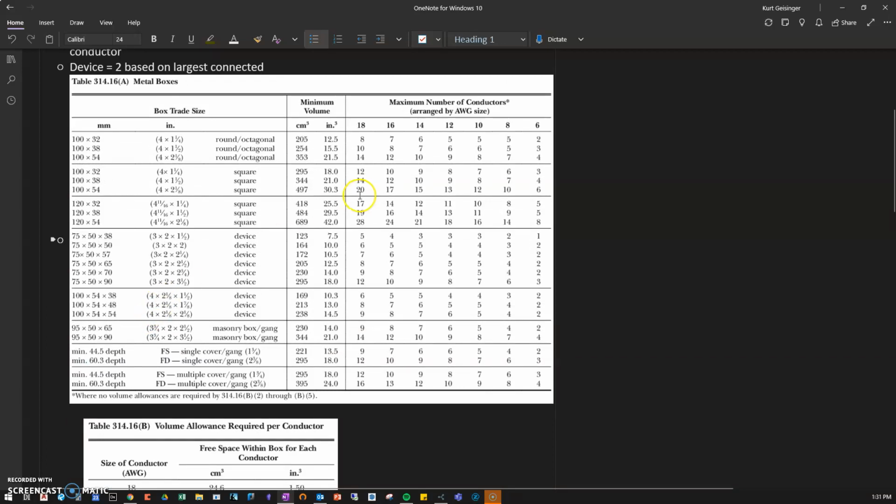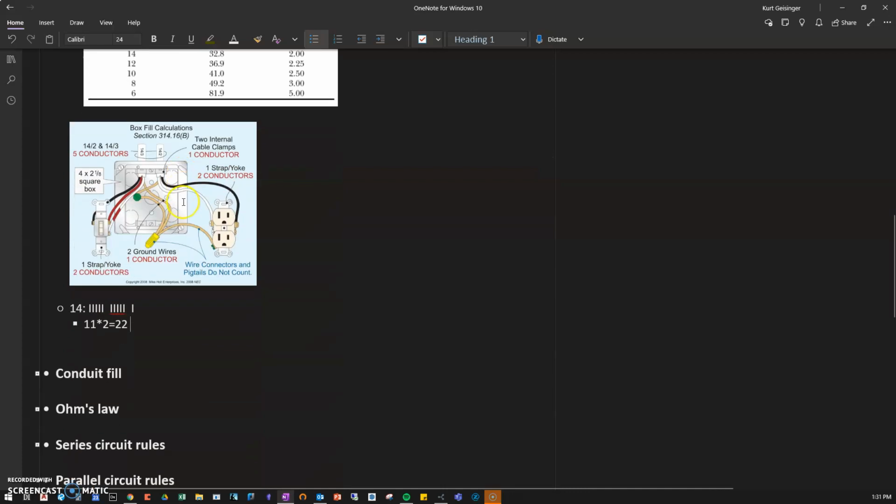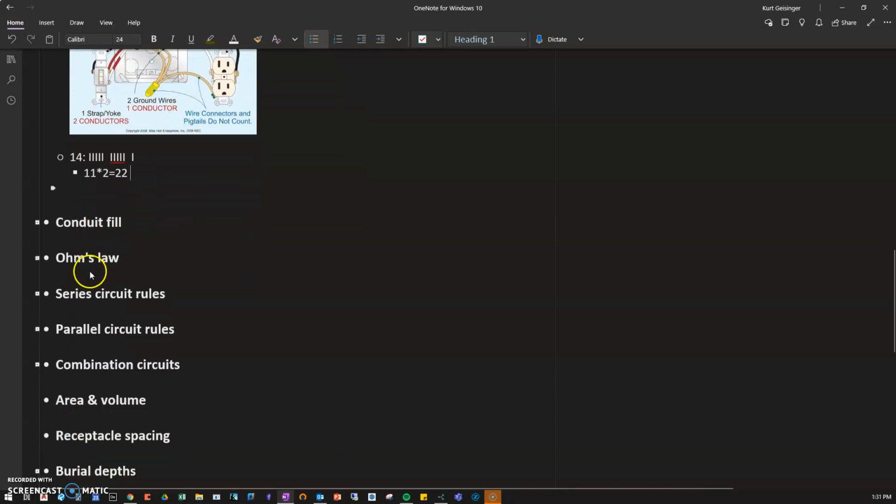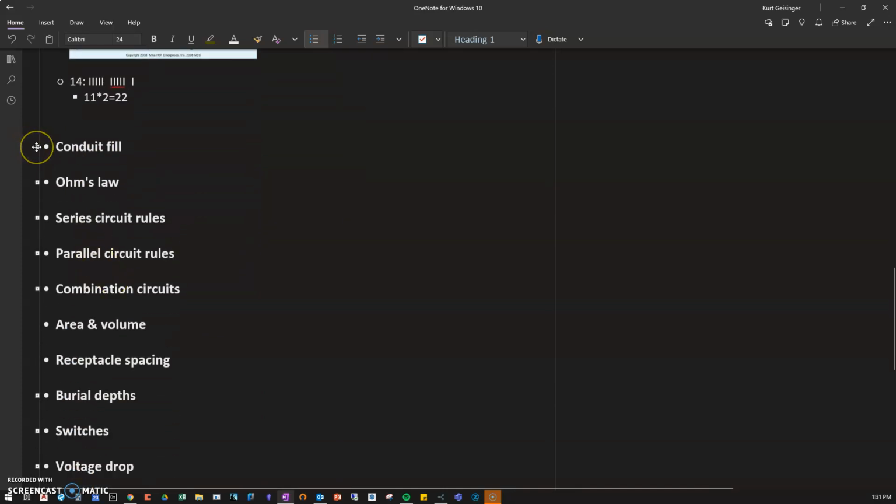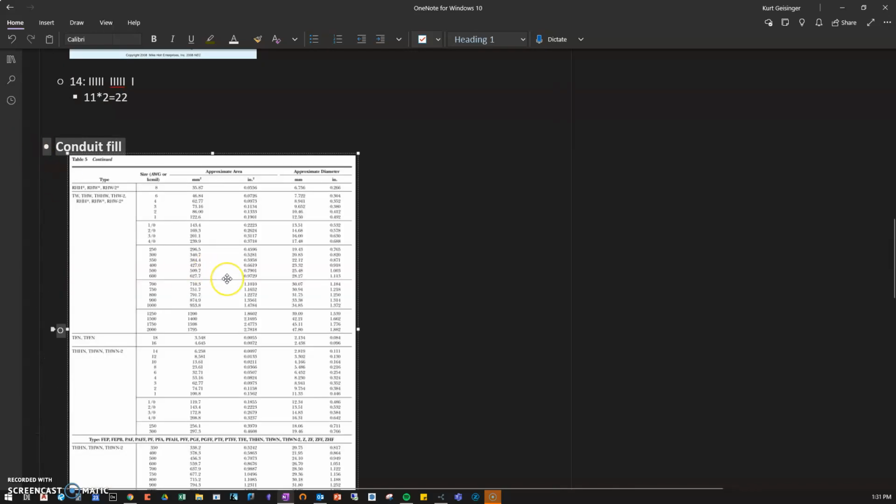So if the question was, which is the minimum size 4 square box you're going to use, I'd come back up here. I'd say, okay, I need 22 cubic inches. Can I fit it here? Nope. Can I fit it here? Nope. We just missed it. So I bump up to this guy. I need a 4 by 2 1/8, right? So there's how we're going to tackle those box fill questions. Like I said, guys, not going away on the box fill anytime soon. So, keep it in the back of your mind, whatever you do.